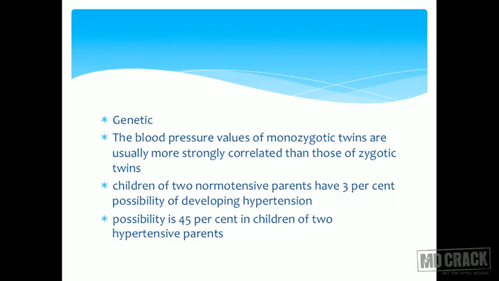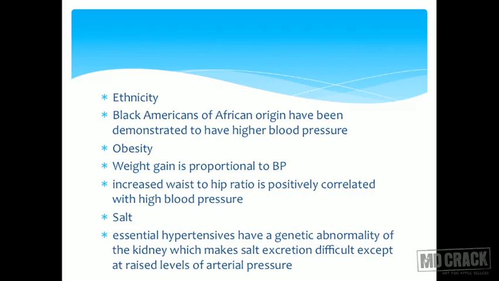Children of two normotensive parents have only a 3% chance of developing hypertension, but if the parents are both hypertensive, you can see that the child has a 45% chance of development of hypertension, which is pretty high. So all these factors tell us that hypertension has a very high genetic component. Ethnicity, black Americans have default rates of higher blood pressures as compared to the whites. So this has been observed that the black population has more rates of hypertension.